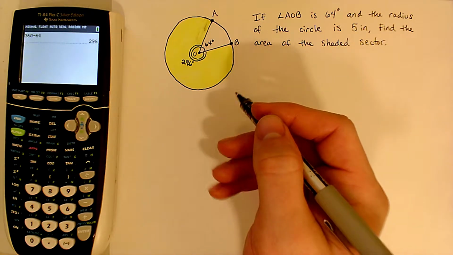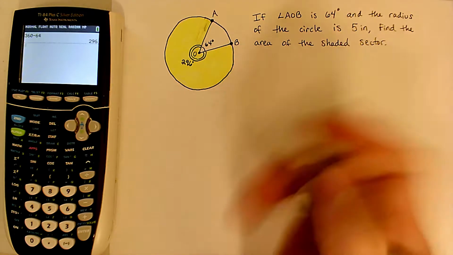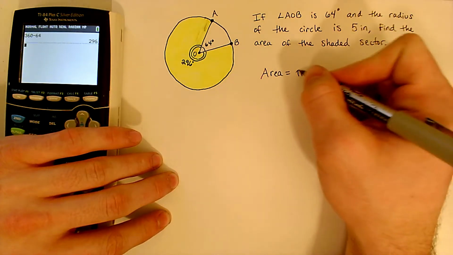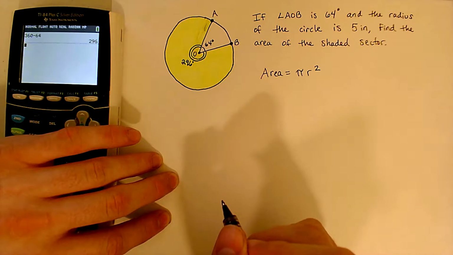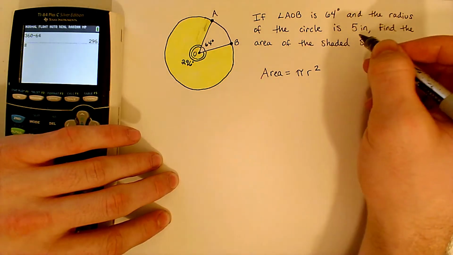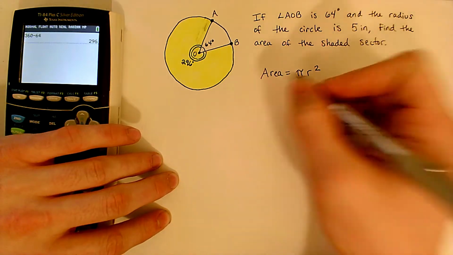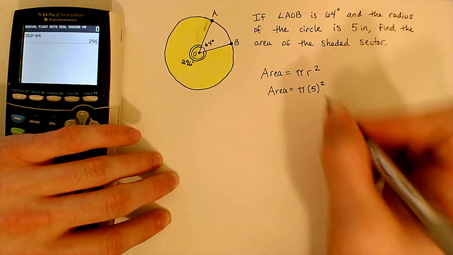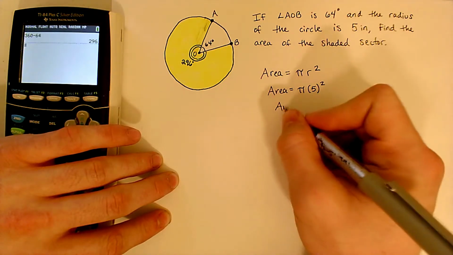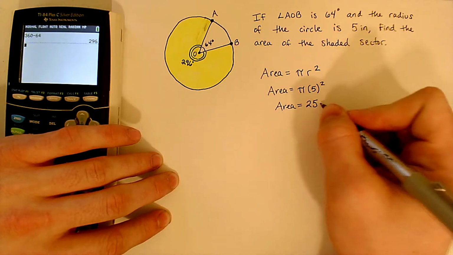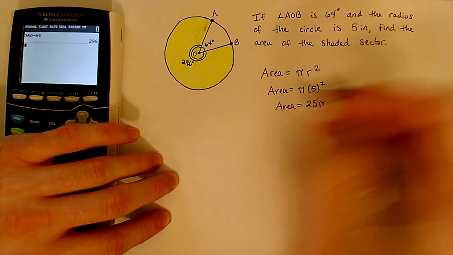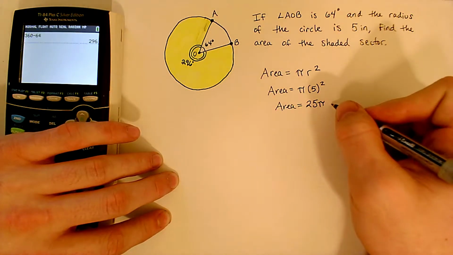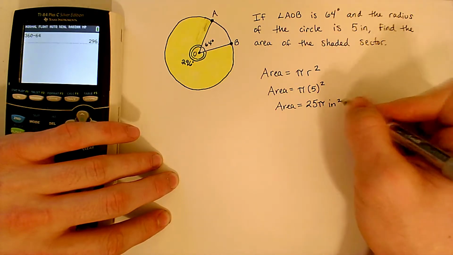Now that I know this, I can do my proportion like I did in the other problem. So the first thing I need to do is find the area of the circle, and area is pi r squared. It already gives us the radius of the circle, which is 5 inches. So all I have to do is plug in 5. Pi times 5 squared. And 5 squared is 25. So the area is 25 pi. And of course this is in inches, so I need to say that the area of the entire circle is 25 pi inches squared.